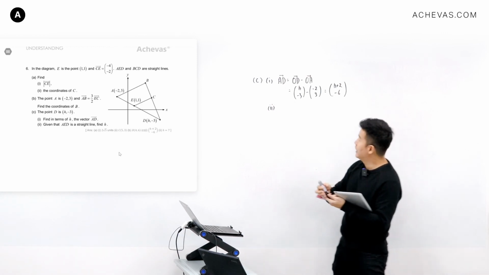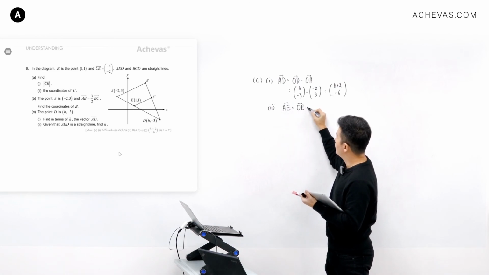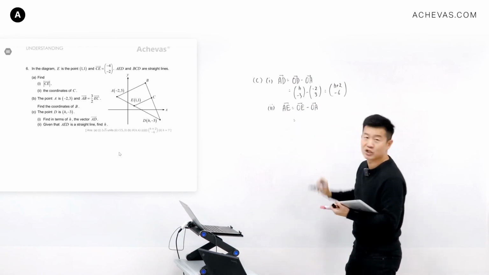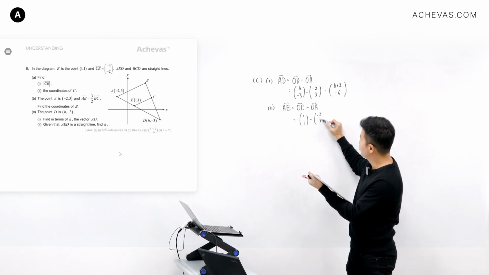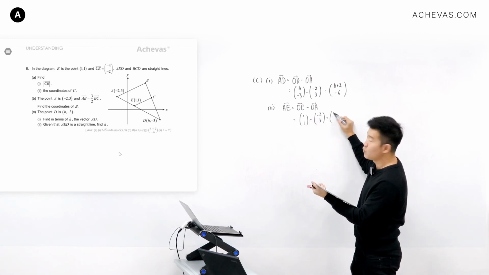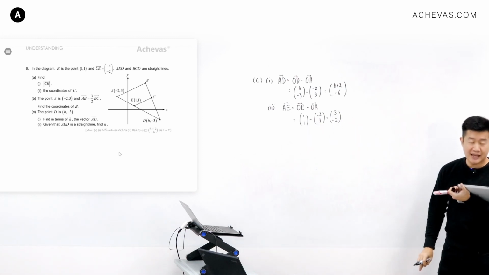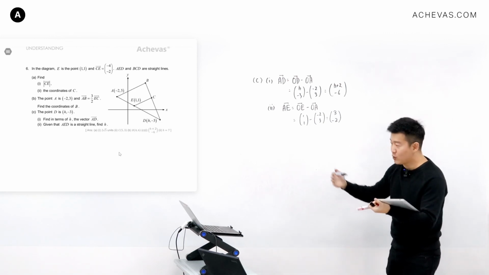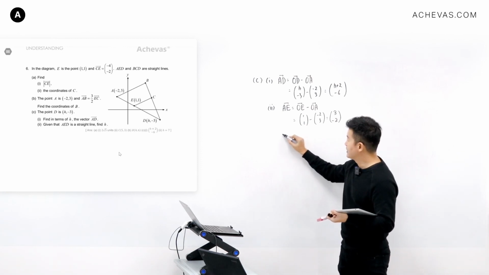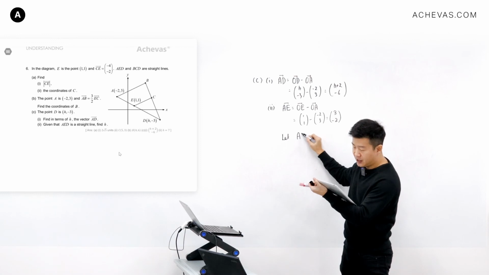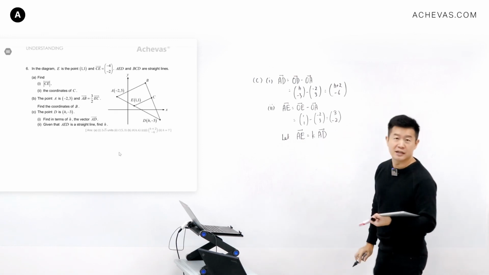Let's try to find AE first. AE will be the position vector of the terminal point minus the position vector of the initial point. OE is (1, 1). OA is (-2, 3). So this is 1 minus -2, which is 3, and 1 minus 3, which is -2. This is AE. And since A, E, D are collinear, which we can see from the diagram and is also mentioned in the question, I can let vector AE be equal to k vector AD.